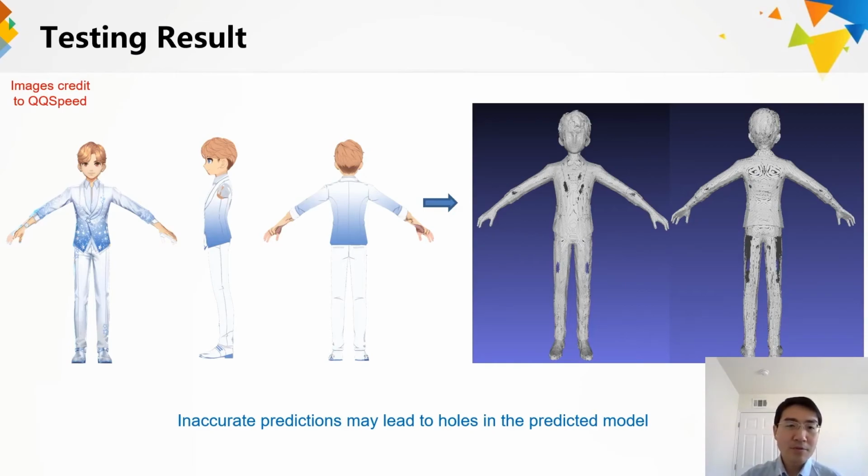Here are some testing results. It's still from the QQ Speed game. Here are three input images, and these are our reconstructed results. We can see that there are still some inaccurate predictions that may lead to some holes in the predicted model. So we need to fill these holes automatically.